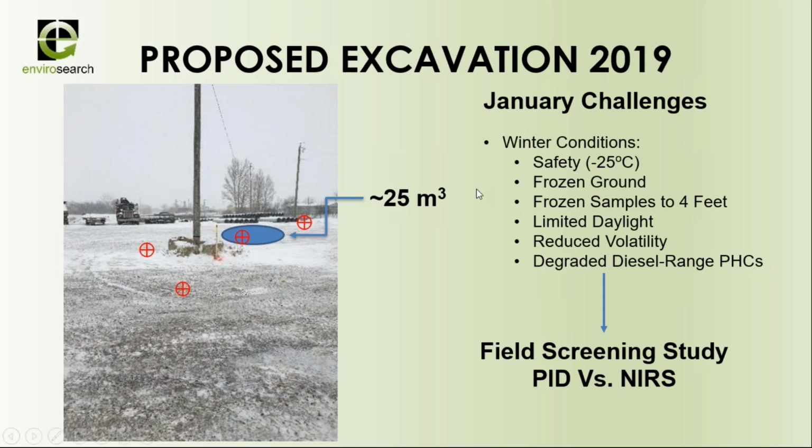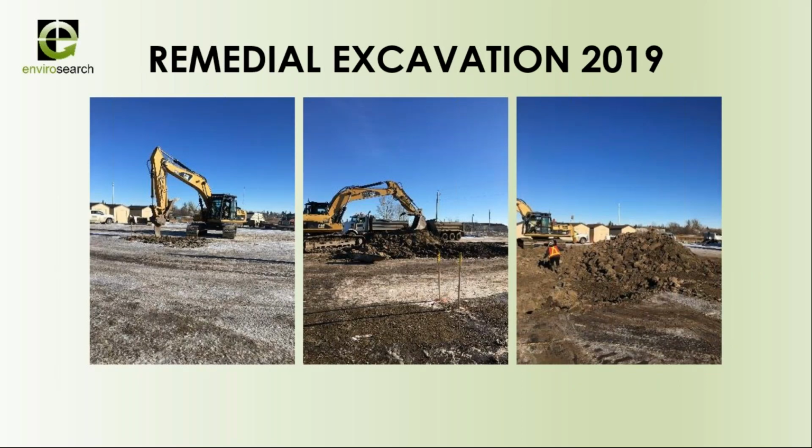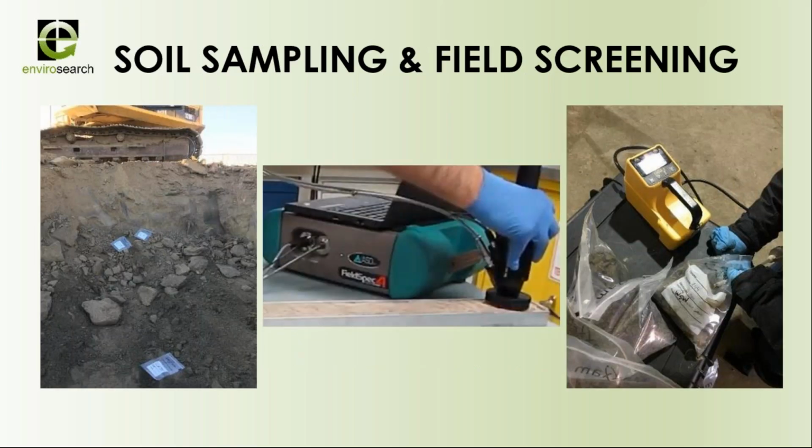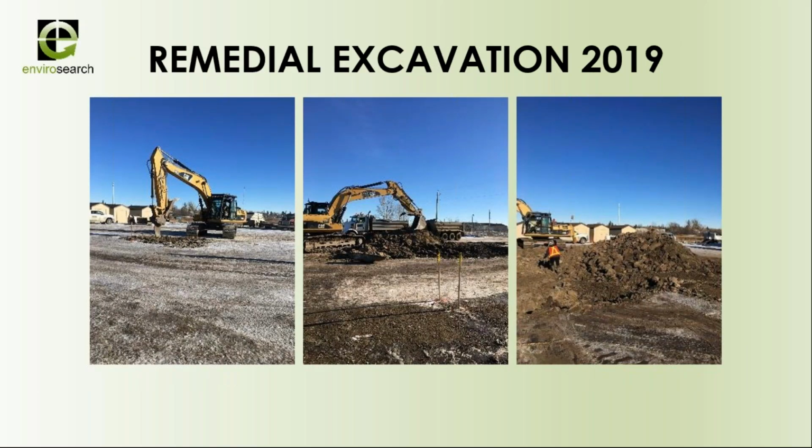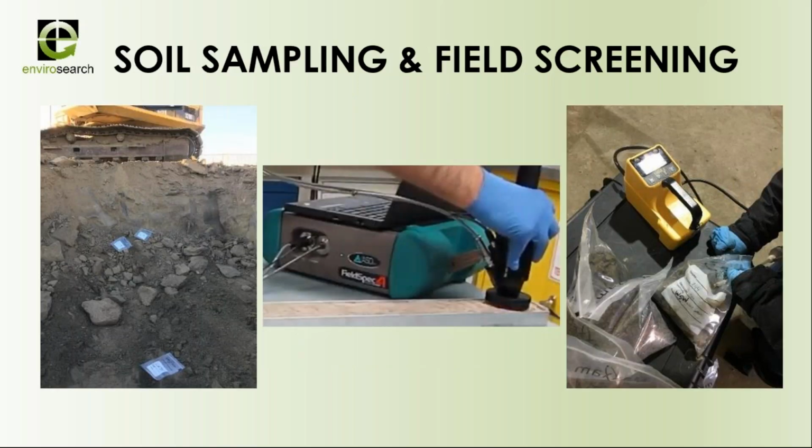So the initial estimate for the size of the excavation was probably about 25 cubic meters. So we started that excavation then in 2019, and we quickly found that the contamination actually had spread south, in between where those boreholes had previously been collected, and was larger than expected. So there was plenty of material to collect for samples. We collected soil samples from both the base of the excavation as well as the walls.